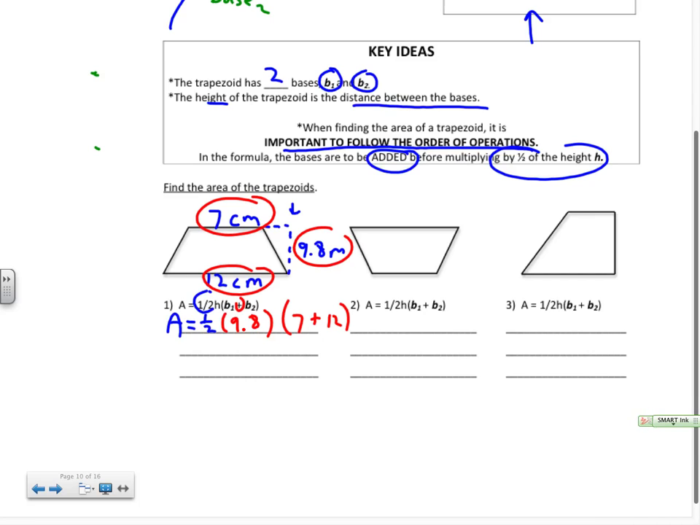Now really I can perform two operations on this next line. Let's find half of 9.8 first. If you use your calculator, half of 9.8 is 4.9. So I've done that part of the equation. Next to that, I have to do 7 plus 12, which is 19. Now what I have is 4.9 times 19, and the answer is 93.1. My units are centimeters squared.